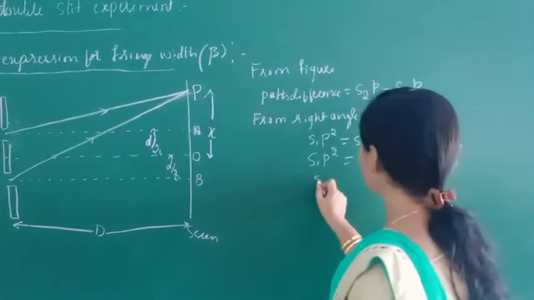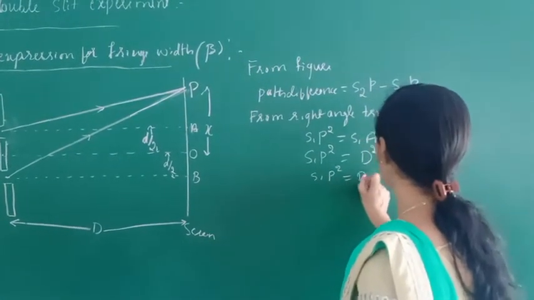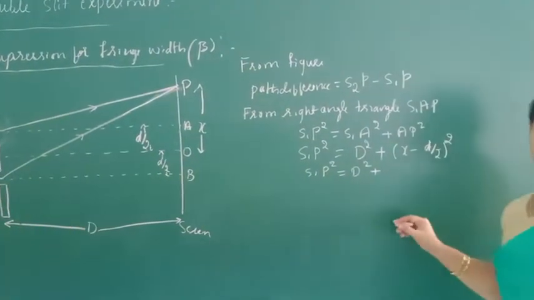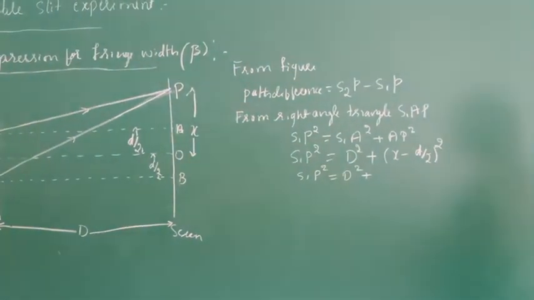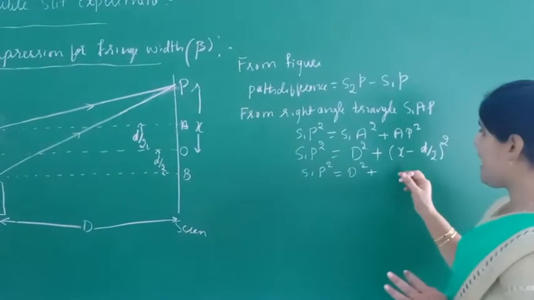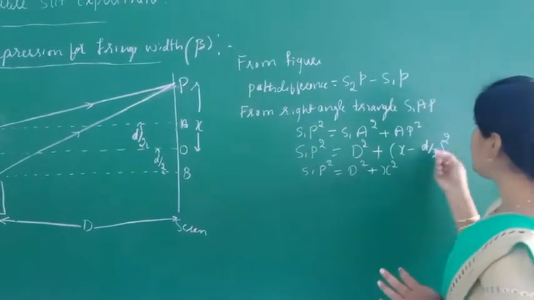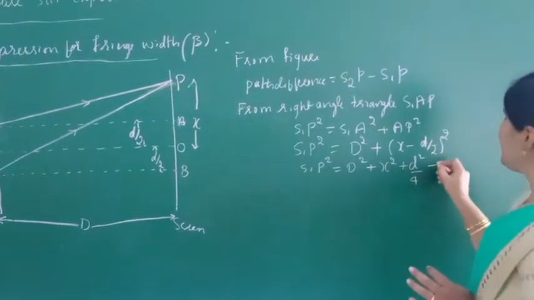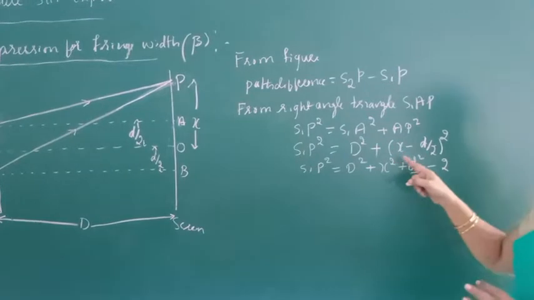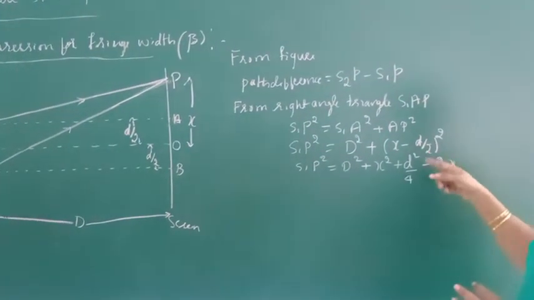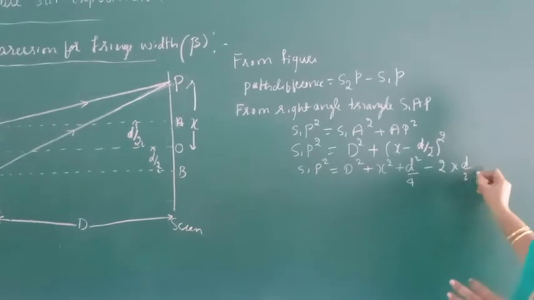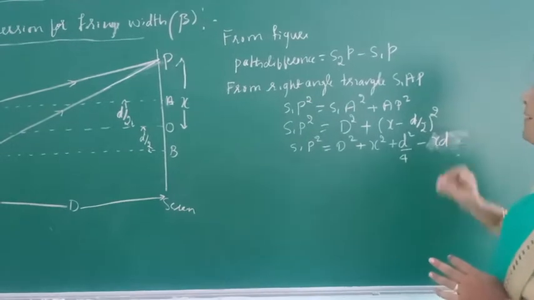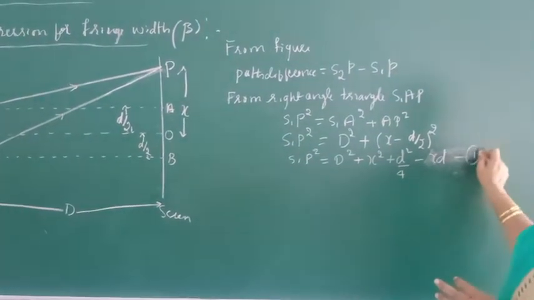So this S1P square is equal to D square plus, it is in the form of A minus B whole square. A minus B whole square is equal to A square plus B square minus 2AB. So A is X, so X square, B is D by 2, that is plus D square by 4, minus 2AB, A is X, B is D by 2. So 2 gets cancelled, you will get XD. So minus XD. We call this equation number 1.